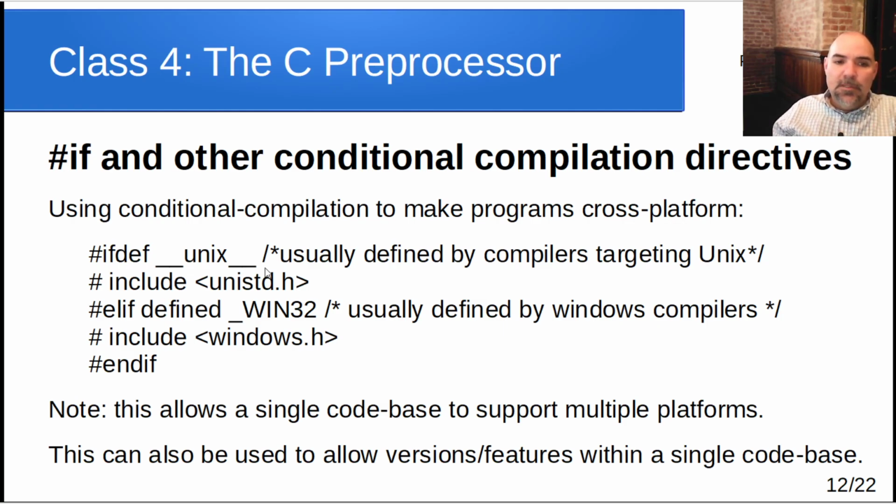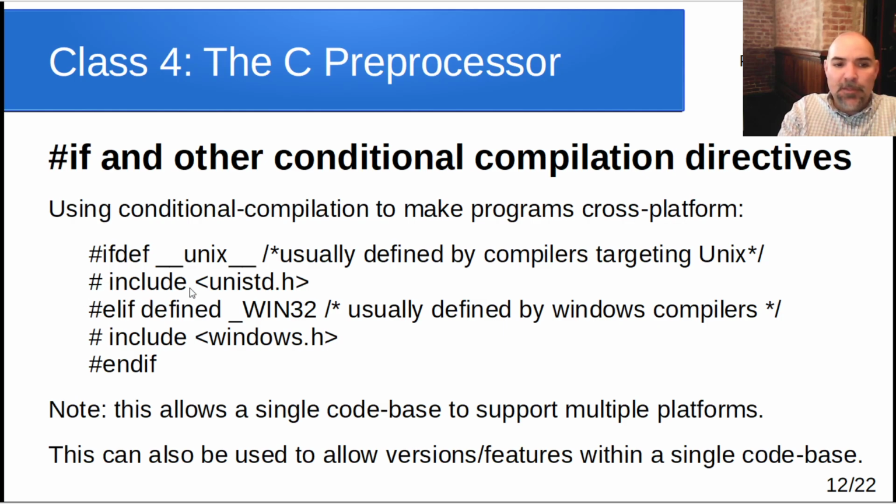So you would say #if def, in other words, if I'm on a Unix system, then I include this source or this header file. Otherwise, if I'm on a Win32 system, which would be a Windows-based system, then I include this file instead. And that can be used to make your code cross-platform. In other words, the same code, if we compile it on a Unix system, it'll put the right thing in. If we were to compile it on a Windows system, it'll put the right thing in.